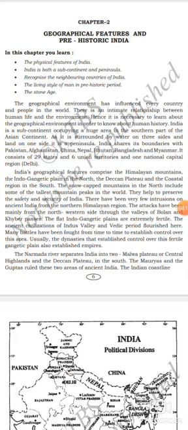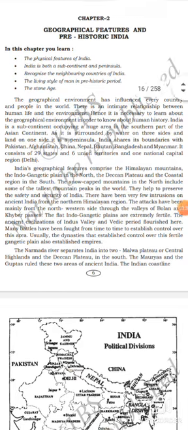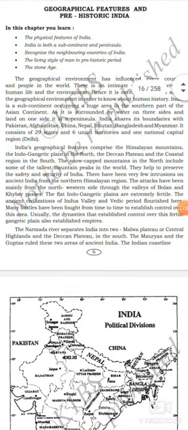Listen, dear students. India's geographical features comprise the Himalayan mountains, the Indo-Gangetic plains in the north. Indo means river Sindhu, Gangetic means river Ganga. Got it? They are in the north direction, and the Deccan Plateau and the coastal region are in the south. Got it?